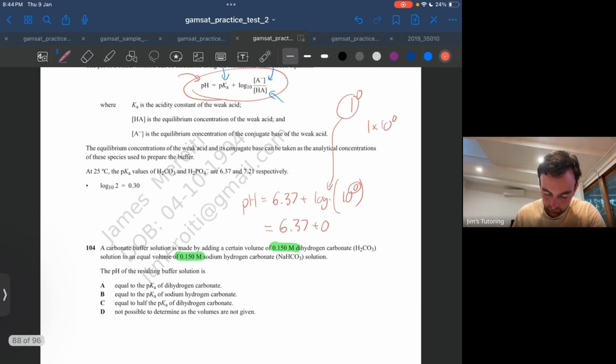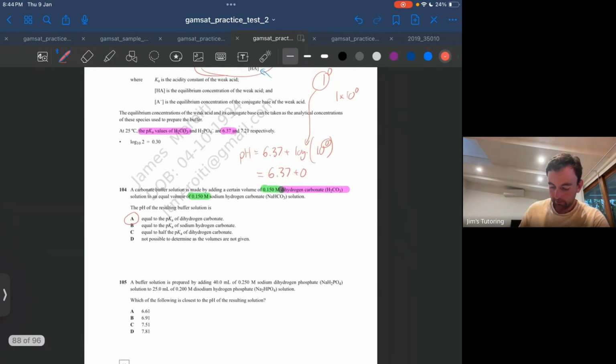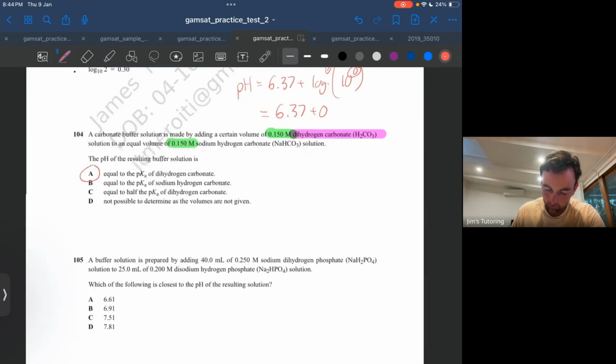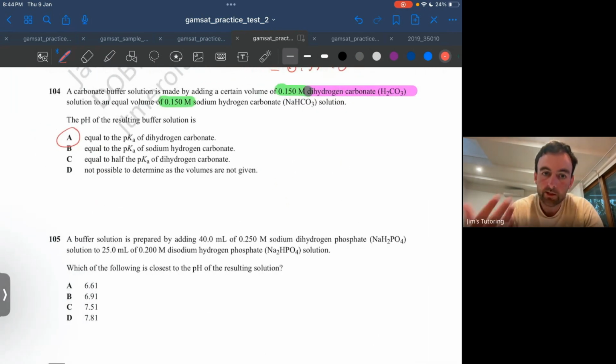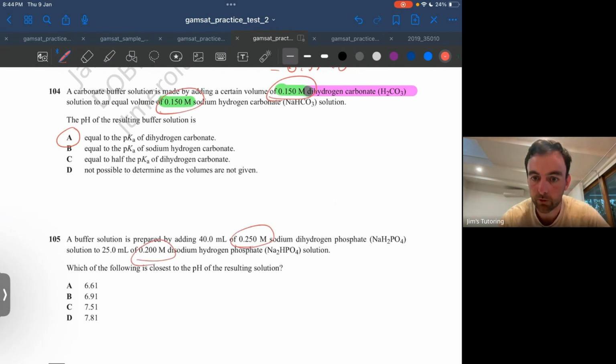So therefore our answer will be equal to the pKa of dihydrogen carbonate, because that's where we got that pKa value. Now, if we look at this next one, we just did that process. Why can we not do that again? What we did in this case was we put the two concentrations straight into the formula. So can we do that in this case? What's your gut feeling? No.